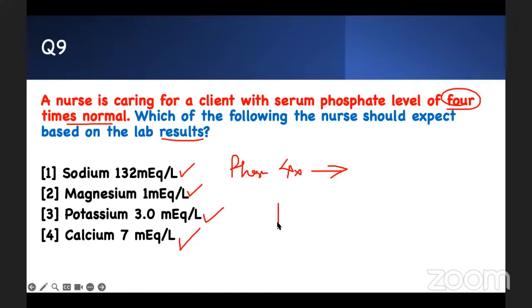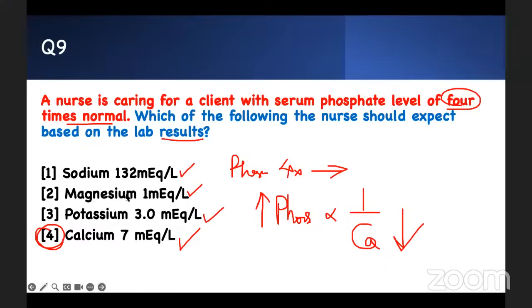I already told you the answer, right? The phosphorus has an inverse relationship with what? Calcium. Therefore, if phosphorus is high, calcium is low. That's all. It has no relationship with sodium. It has no relationship with magnesium. It just has a calcium relationship. The only one it has a relationship with is calcium. So I expect this.